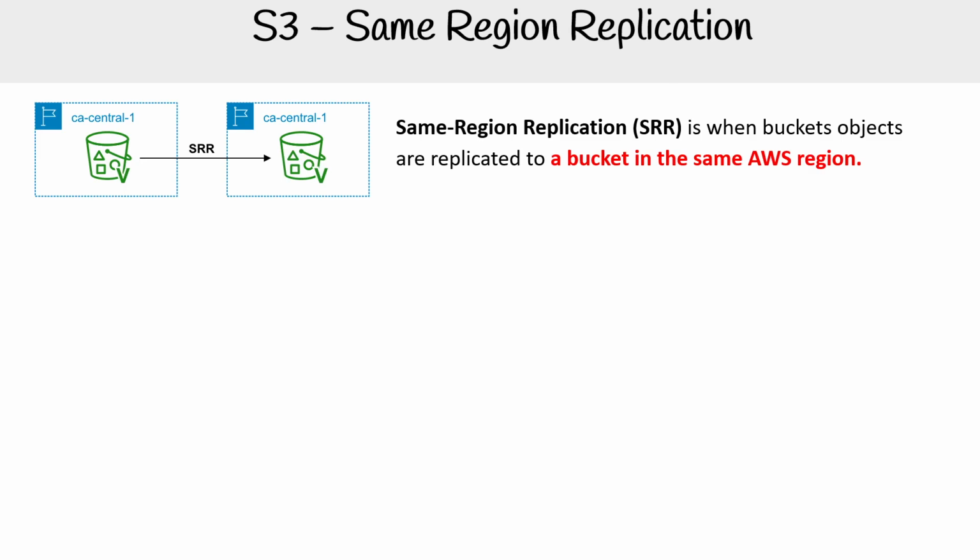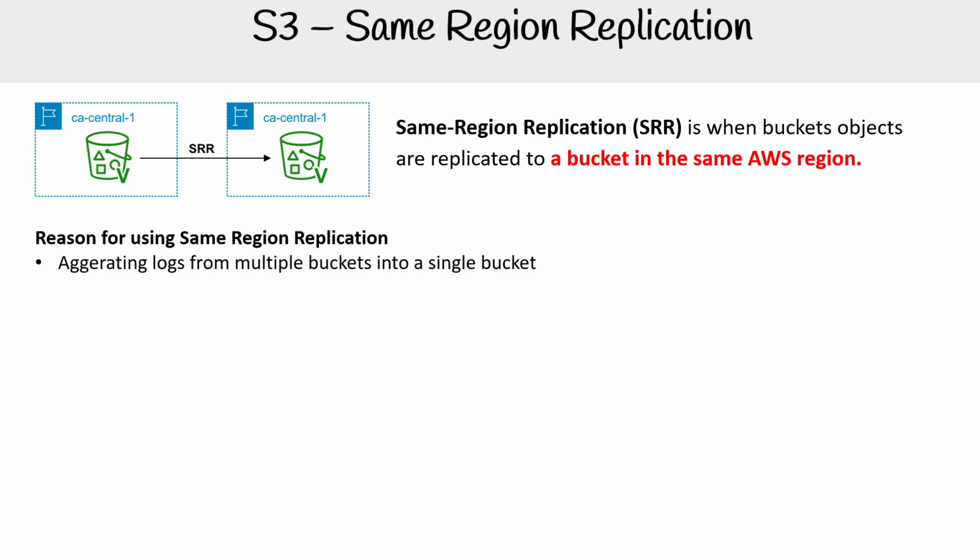Same region replication, also known as SRR, is when bucket objects are replicated to a bucket in the same AWS region. Why would you want to use this when we already have cross-region replication? Well, imagine you're aggregating logs from multiple buckets into a single bucket. This is a use case that could happen if, let's say, you have servers and those servers need to log to S3 and they're going to end up all in the same region.